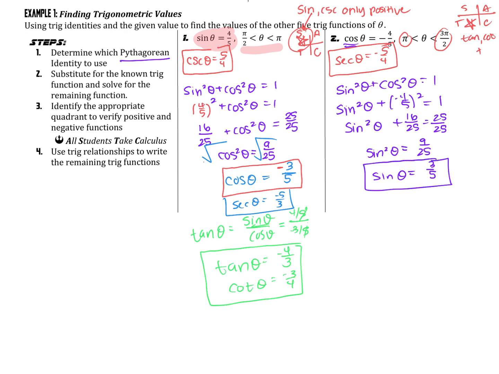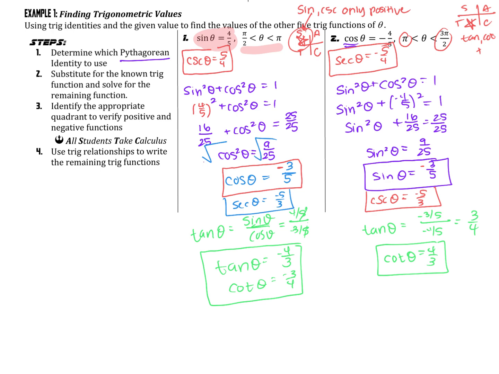Double check your quadrant. Everything is supposed to be negative except for tangent and cotangent. So that means that sine is going to be negative, and it means that cosecant is going to be negative as well. Now to find tangent, we know that tangent is sine over cosine. So in this case, tangent is negative 3 over 5 divided by negative 4 over 5, which is just going to be positive 3 over 4. Which means cotangent is positive 4 over 3.